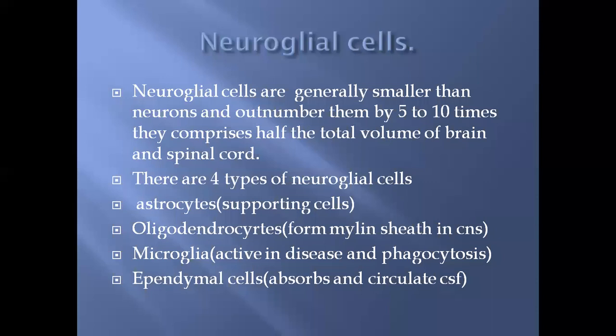There are two other types of cells present in the peripheral nervous system. One is the Schwann cells, which are responsible for myelination of axons in the peripheral nervous system. Another is the satellite cells, which surround the neurons to control their chemical environment.